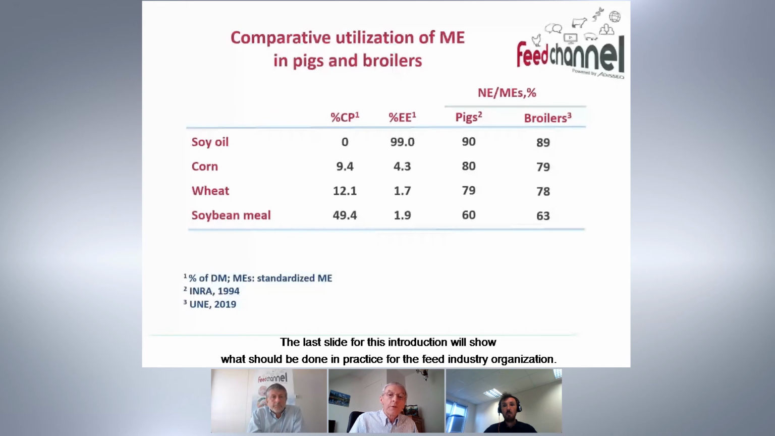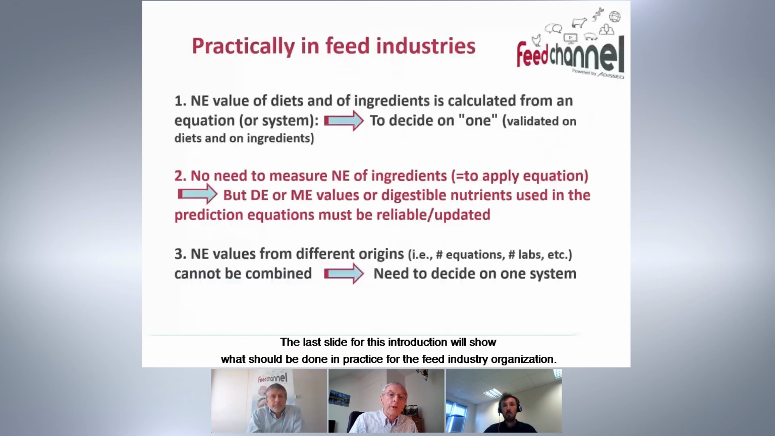So the last slides for this introduction will show what should be done in practice for the feed industry organization. As I said before, net energy value of diets and of ingredients is calculated from an equation or a system. So the important point there is to decide on one equation or one system, and preferably one system that has been validated on diets and on ingredients.